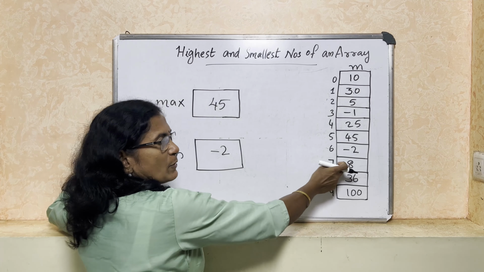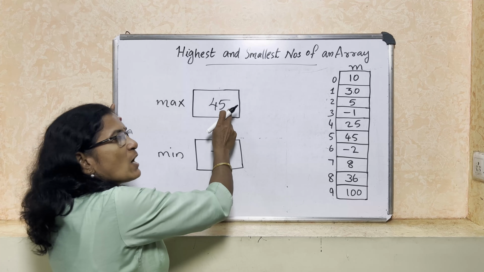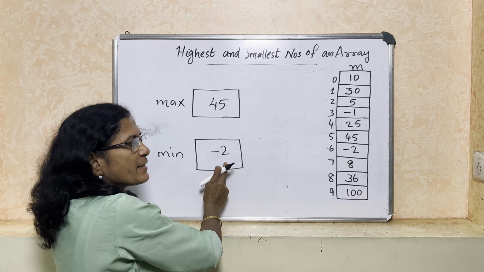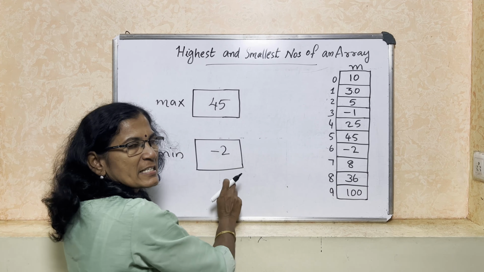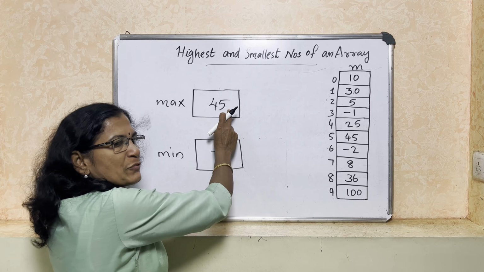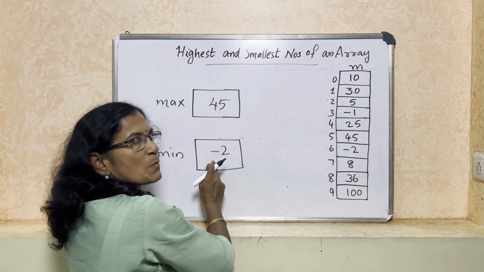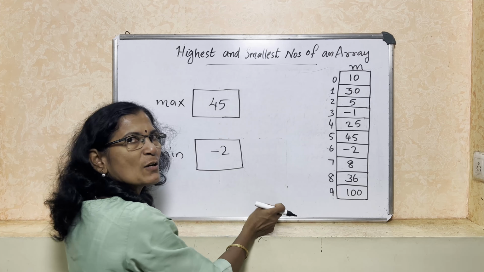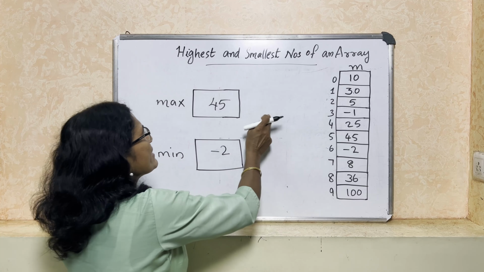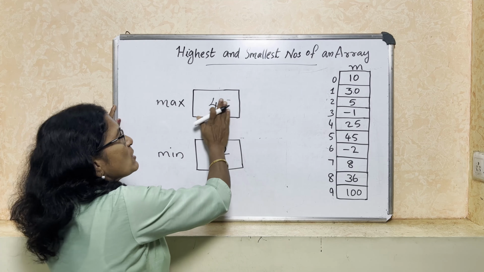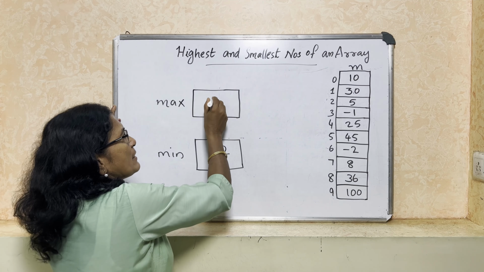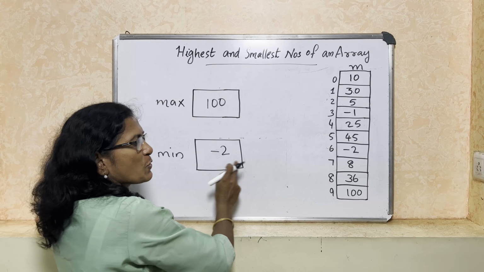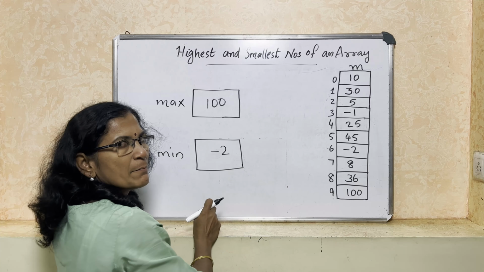Take the next value. Next value is 8. 8 is not greater than 45. 8 is not smaller than minus 2. Next value is 36. 36 is not greater than 45. 36 is not smaller than minus 2 also. The next value, the last value of the array, is 100. 100 is greater than 45. So instead of 45, store the value 100 here. And 100 is not smaller than minus 2. So you need not store 100 in min.